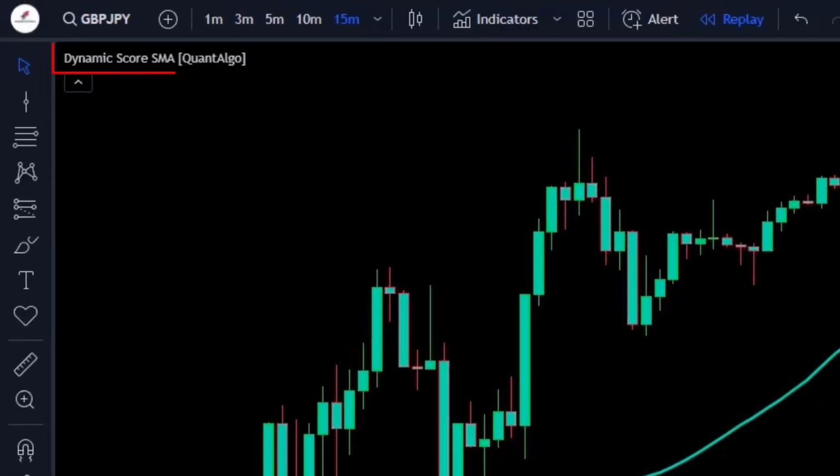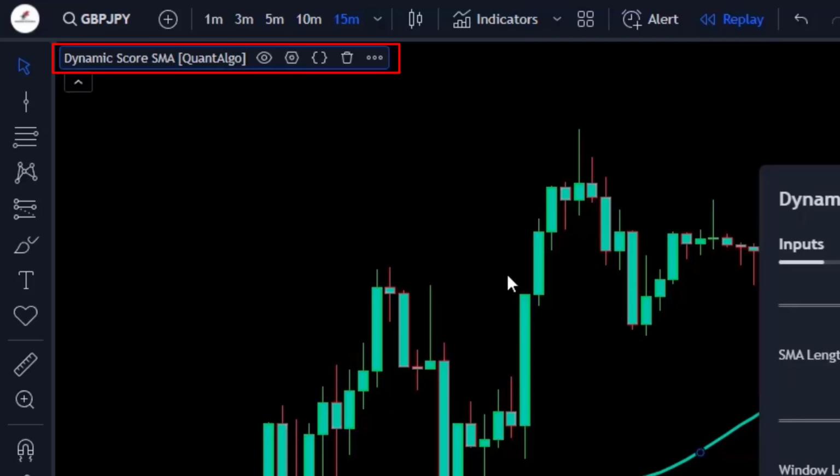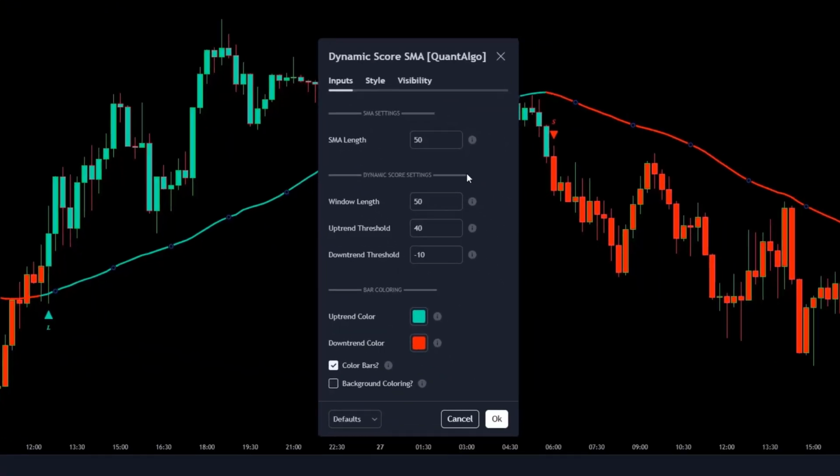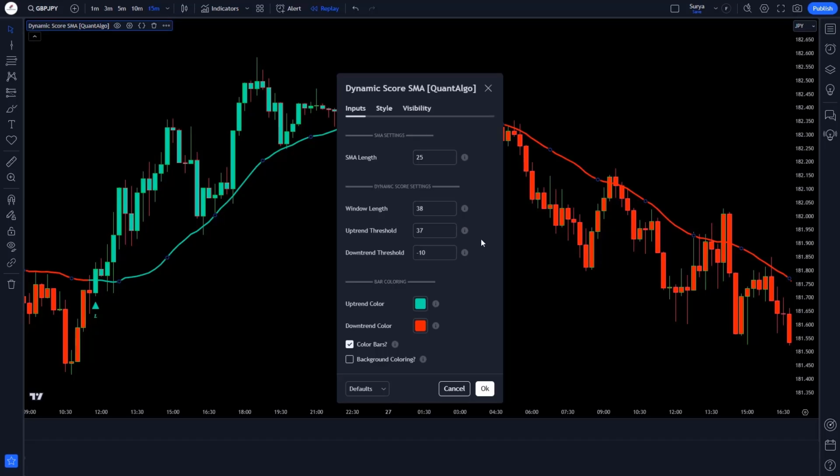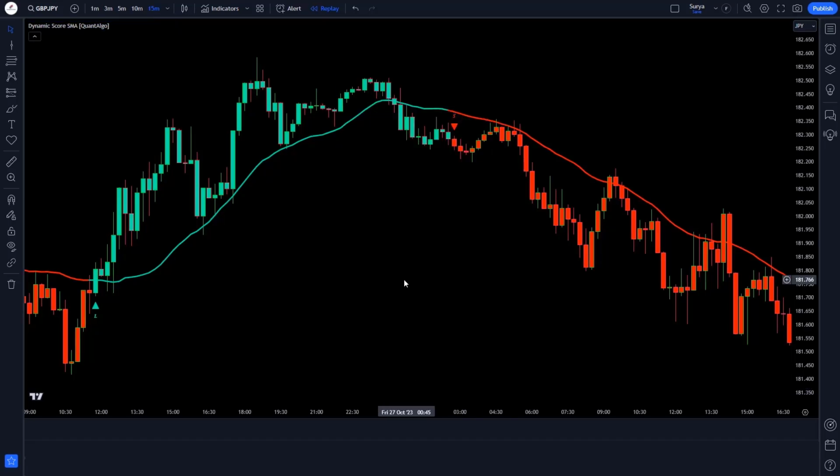Now click on the settings icon of the Dynamic Score SMA indicator. SMA length has to be changed from 50 to 25. Window length has to be changed from 50 to 38. Uptrend threshold has to be changed from 40 to 37. Save this setting. Let's understand this indicator here, how it works.